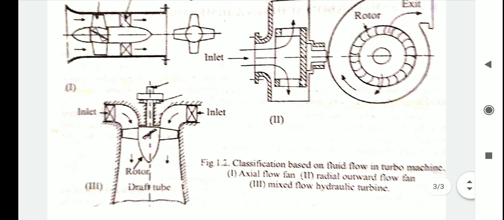Okay, this is about the classification based on fluid flow of turbo machines, and the components and the definition of a turbo machine.